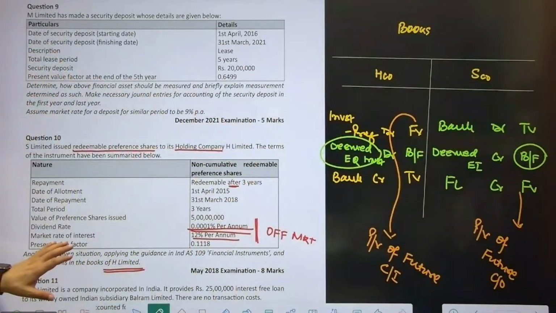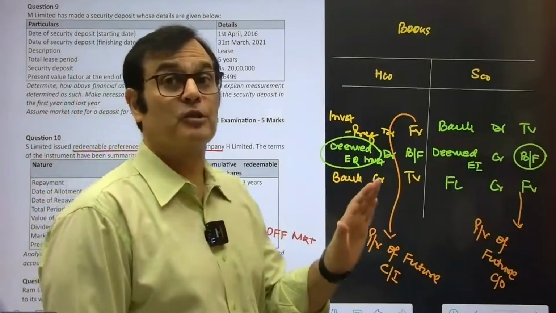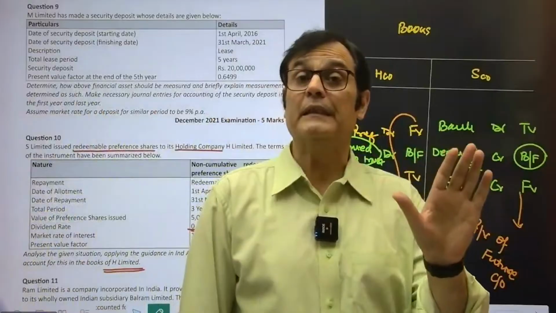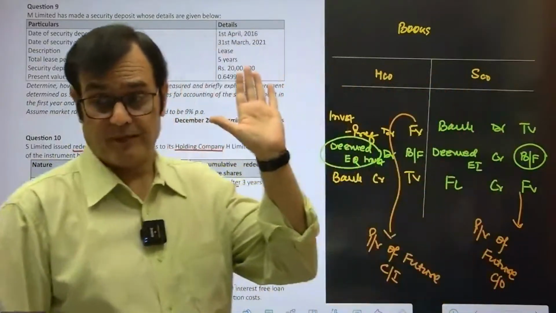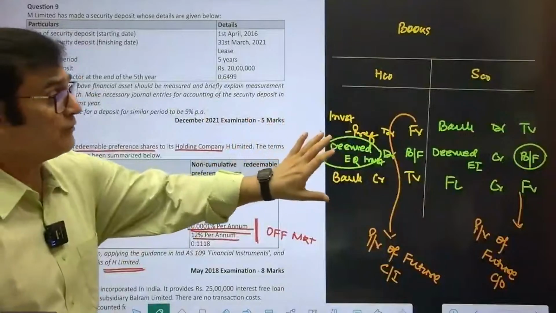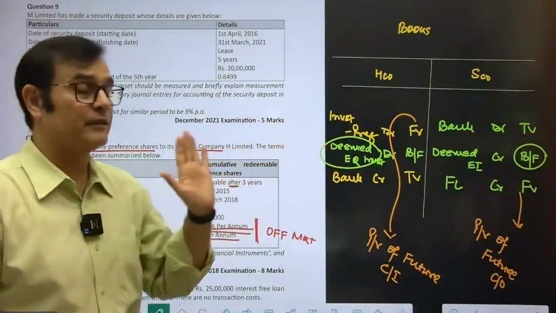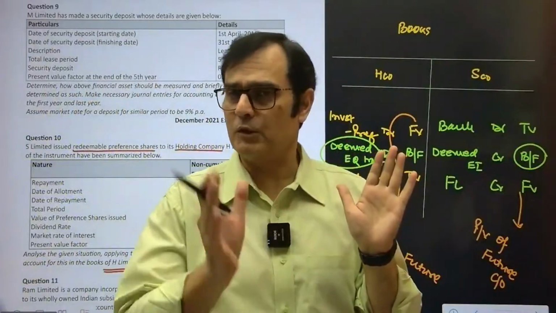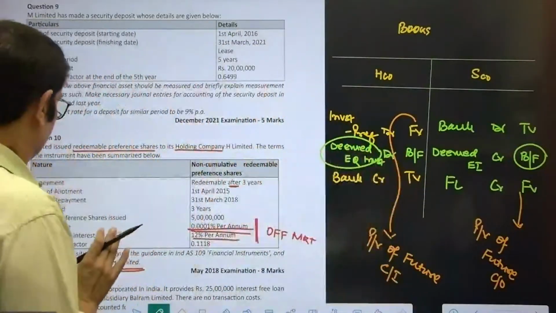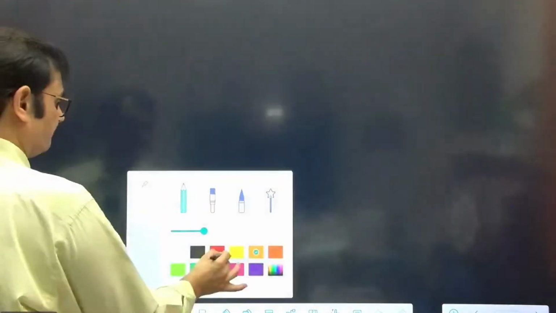Though the focus in this question is only on the books of the parent, so I am concentrating only on the books of H, but I've also correspondingly given you the treatment in the books of the subsidiary as well. Right? I hope we got the picture of the difference in transaction and the fair value in the books of the parent and the subsidiary. Let's work it out. So let's still work out the data as well. So question number 10.